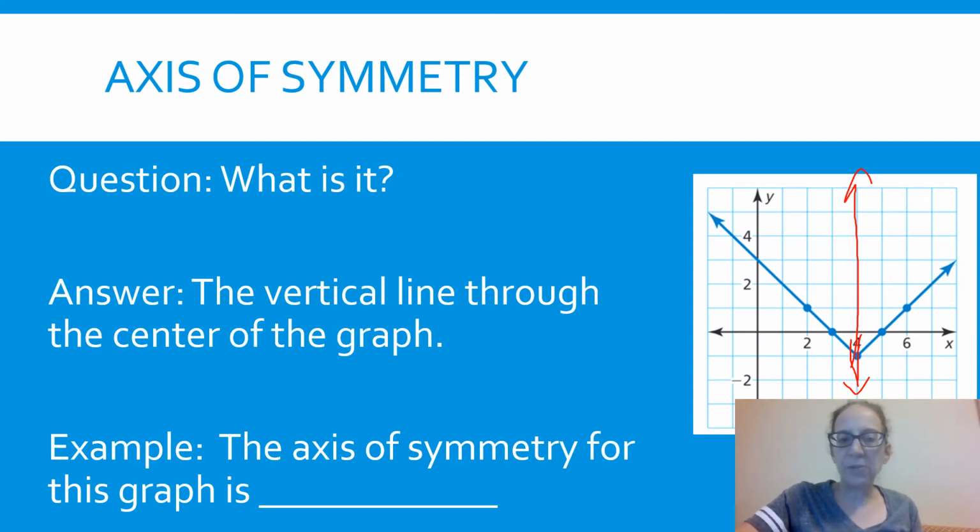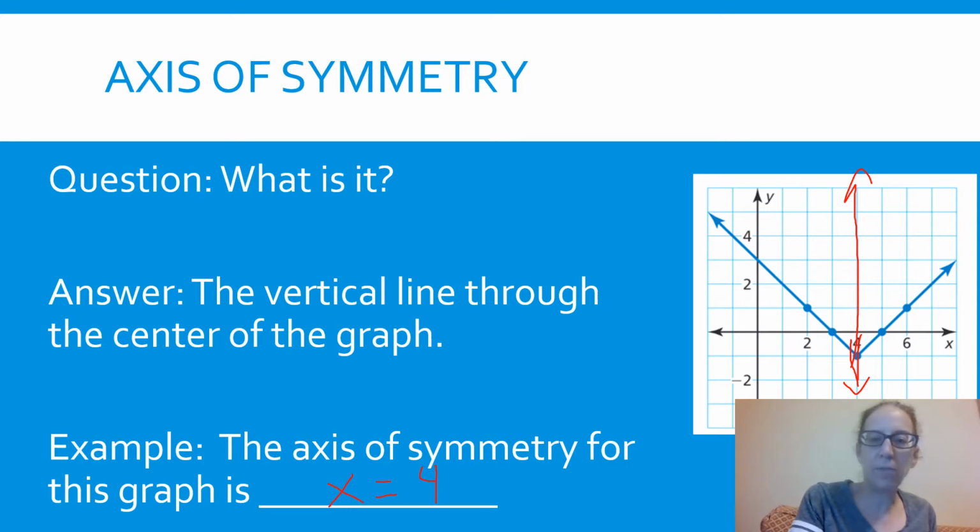The axis of symmetry goes through the vertex. And so, yeah, it goes through the vertex. So if you know the vertex, then you're already halfway to getting the axis of symmetry. For this particular problem, the equation would be x is equal to 4.